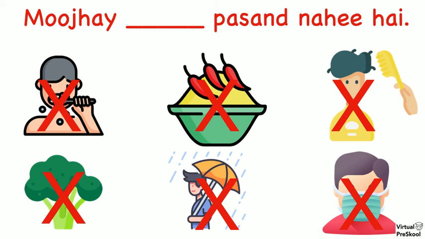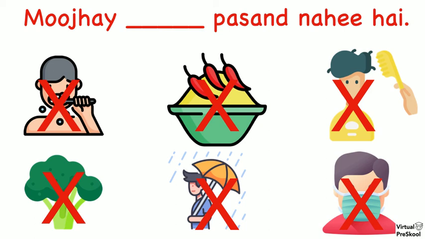Okay? What about broccoli? I don't like broccoli. How would you say I don't like broccoli? Mujhe broccoli pasand nahi hai.